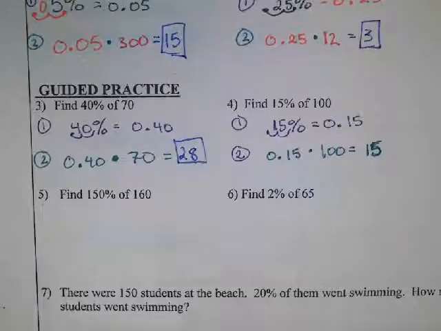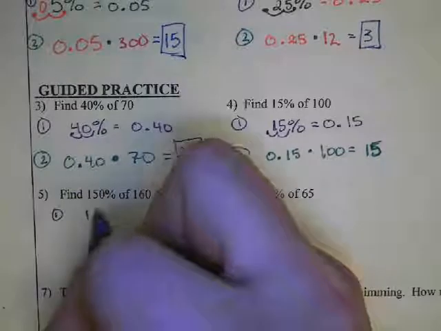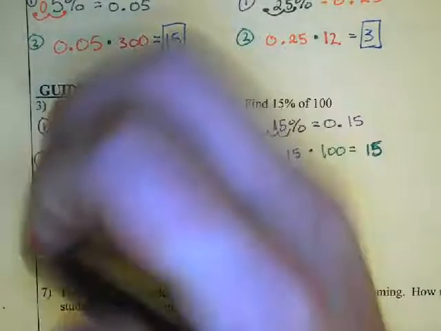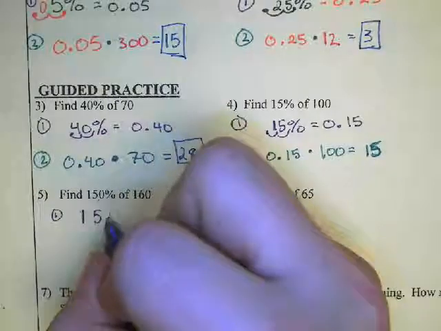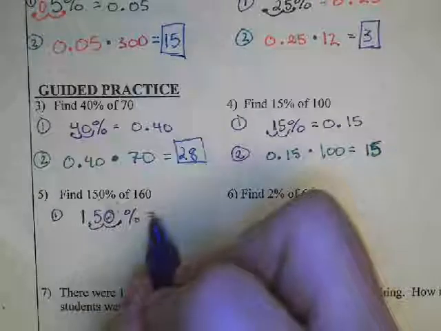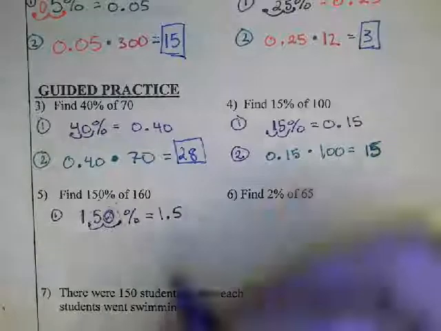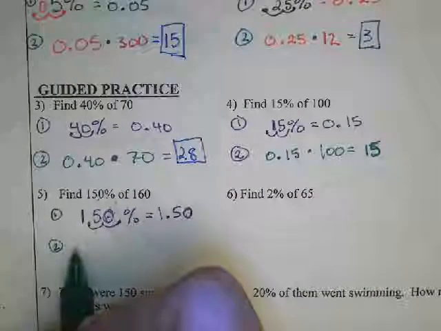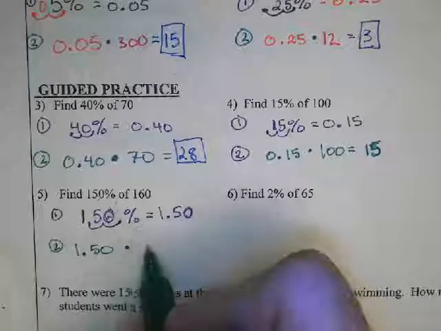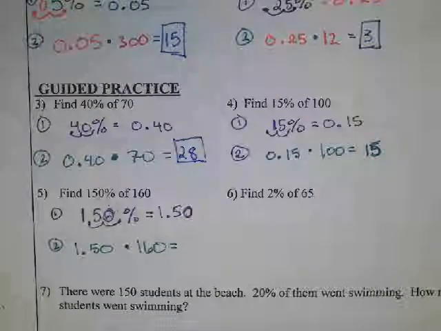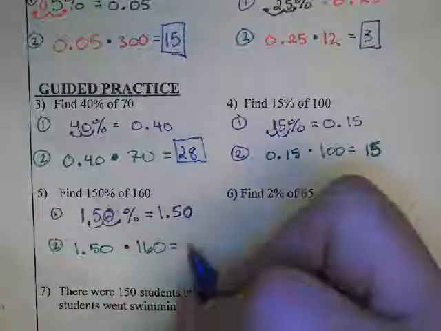Number 5, we have 150%, so we move that decimal over twice. 1, 2. It's a little cramped. Let me write it a little bigger. Take that decimal, move it over twice. 1, 2. Now we have 1.5, 1.50. And then we'll take that 1.50 for step 2, and we'll multiply that by 160, and we'll get 1.50 times 160 equals 240.